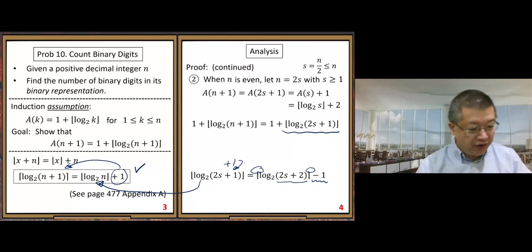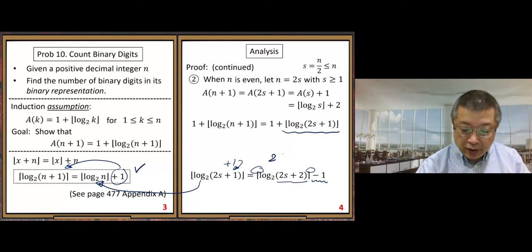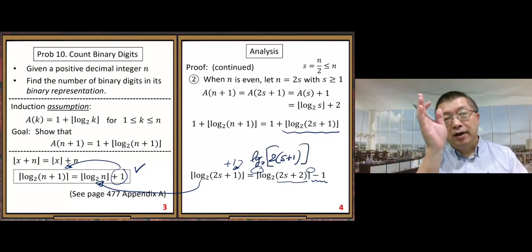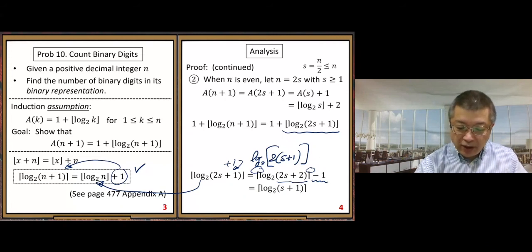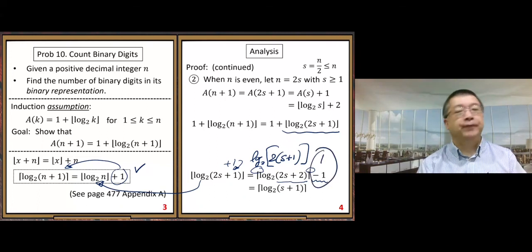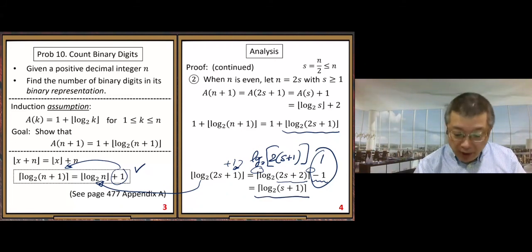All right, simplification. The 2, we can take it out. We can write 2 times s plus 1, so log base 2 of the whole thing. By a property of logarithm, we take that 2 out of it. That is 1. Because of the 1 plus this 1 and minus 1, cancellation, it is gone. So the answer is this.